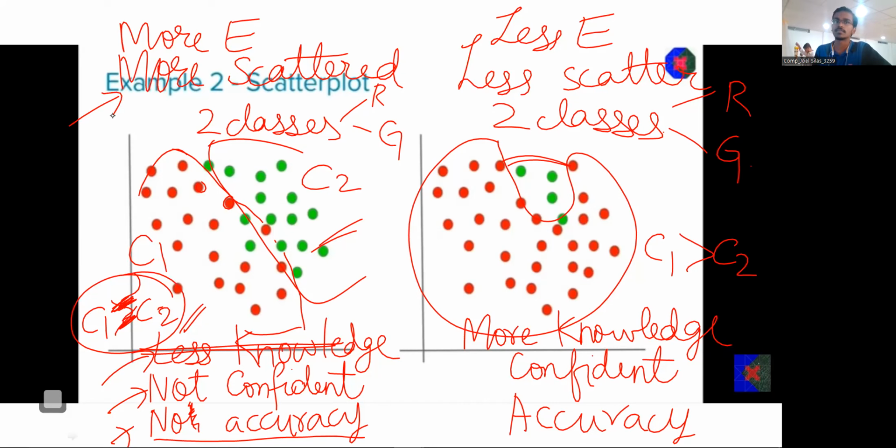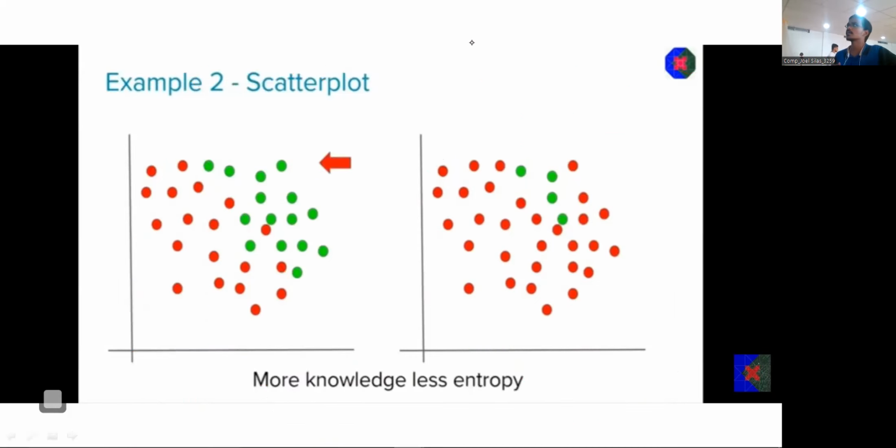This is an important conclusion. And if there's more scatteredness, there's more entropy. Whereas if we have more confidence, we have more accuracy, then it indicates that there is less scatteredness in the data points plotted, and hence there is less entropy. So we can have a proportionality over here. That means knowledge is inversely proportional to entropy. More knowledge means more confidence, means less scatteredness, means less entropy. Okay.